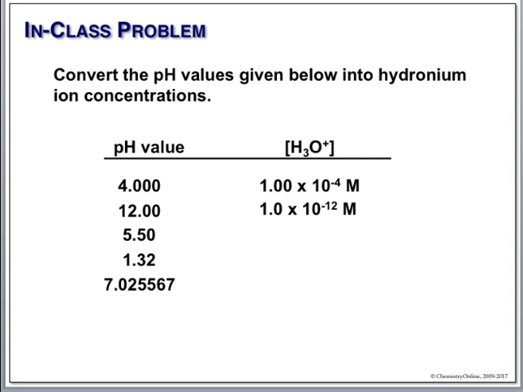You want to enter minus 5.5 and hit 10 to the x. Minus 5.5, 10 to the x. You should get something like 3.2 times 10 to the minus 6.